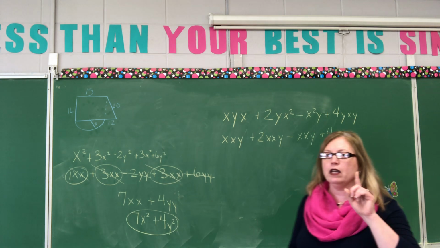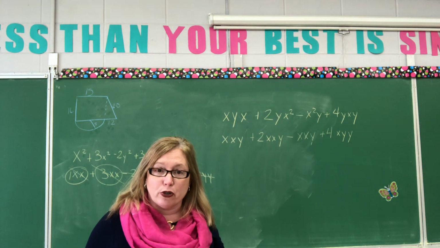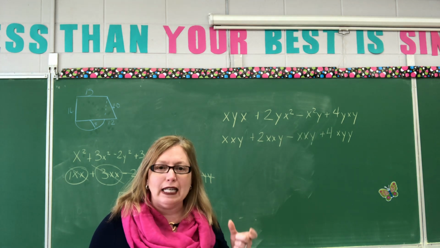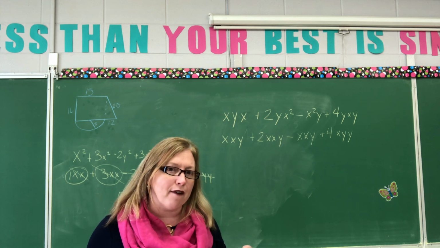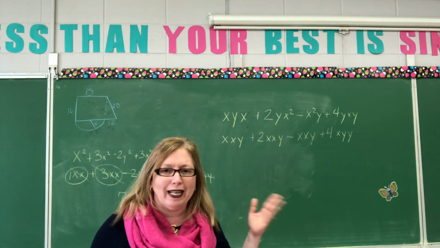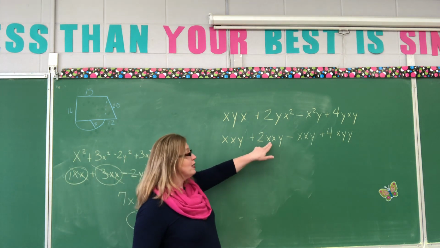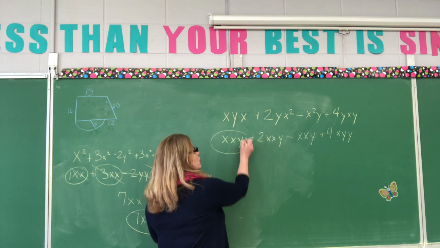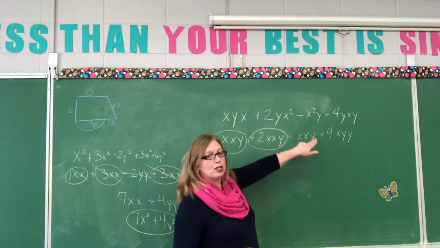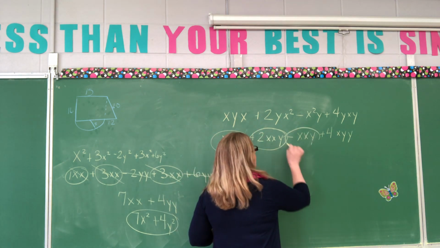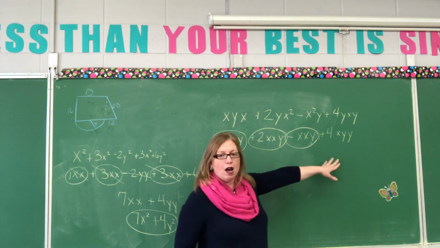Now, in order to combine the terms, the variables, the letters, they have to match exactly. When you're adding like terms, the letters have to match exactly. We don't care about the coefficients because we can add two different numbers. So I have xxy. Well, this one is xxy. So this one and this one can be combined. Then I have minus xxy. Oh, I can combine that one. Then I have xyy. That is different. I cannot combine that.